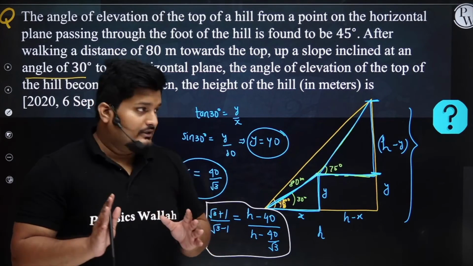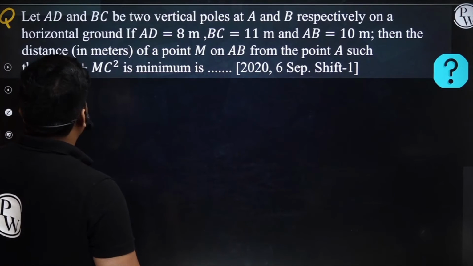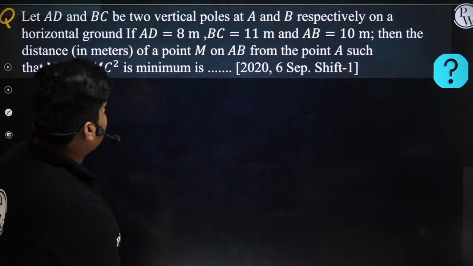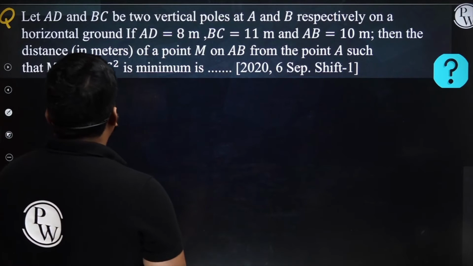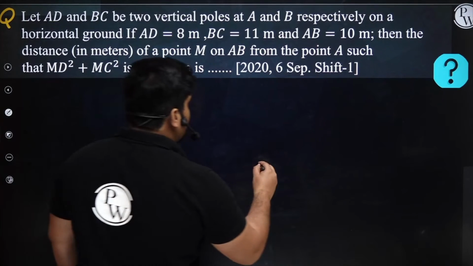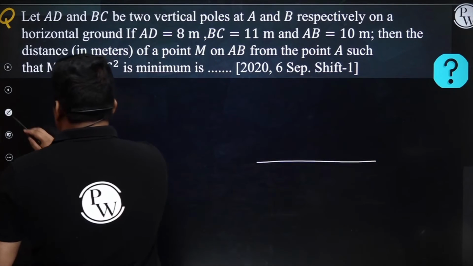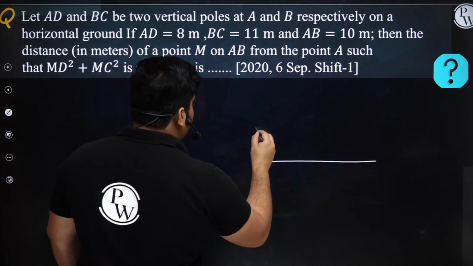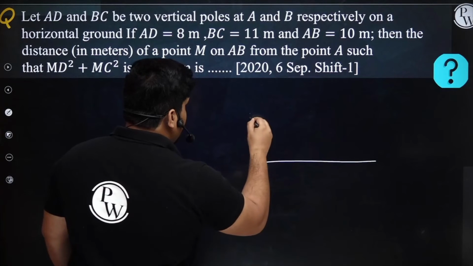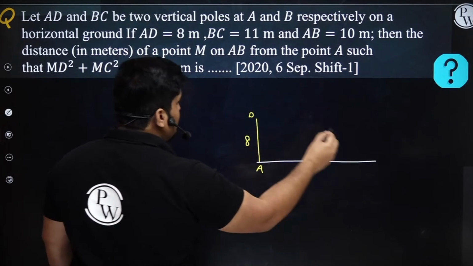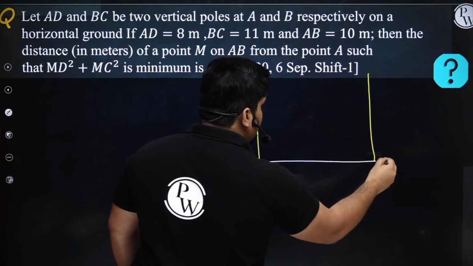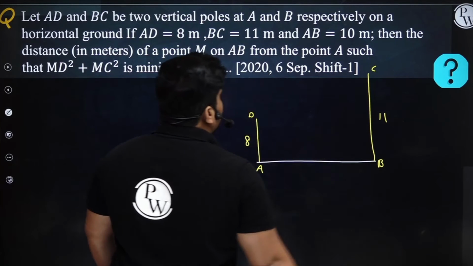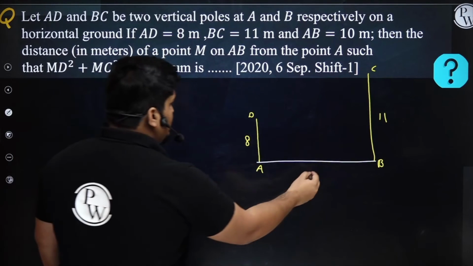Okay, let's solve few more, guys. Let AD and BC be two vertical poles at A and B respectively on a horizontal ground. Okay, so let's draw the diagram. A and D are on horizontal ground. AD is 8 and BC is 11. Fine, BC is 11. And AB is also given, 10.